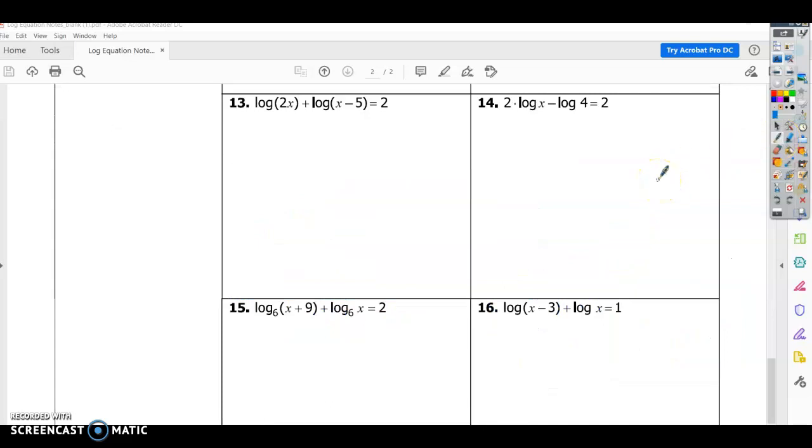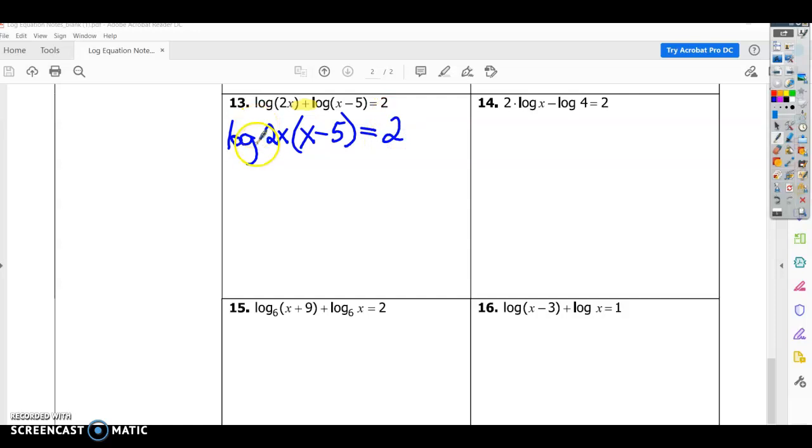example 13. The first thing we're going to do is see that because we have this plus sign here, that means we've got to use our properties of logarithms to multiply these. So the first thing I'm going to do is rewrite this as log of 2x. Multiplication comes from addition. So since this is addition, when we condense, we multiply these two to put them together. And then that's what we get.